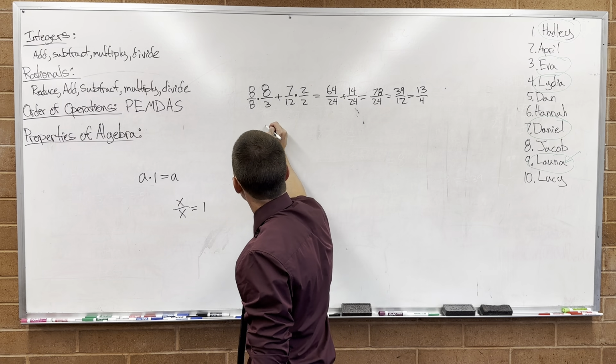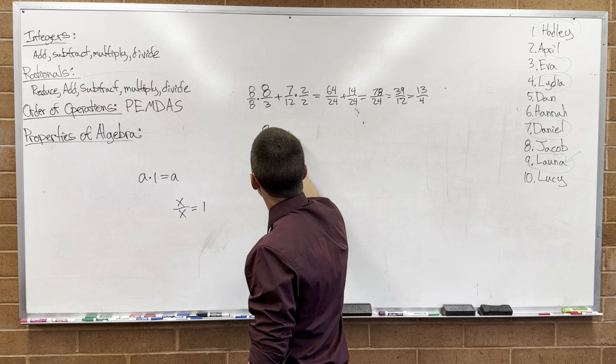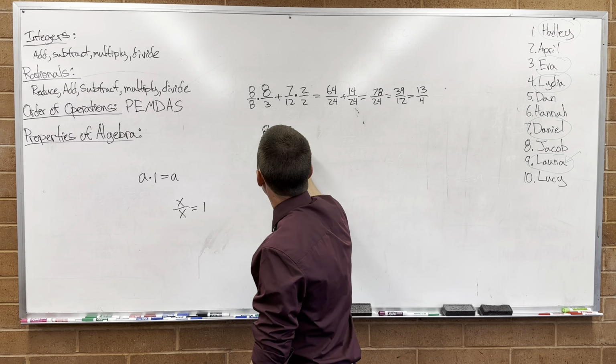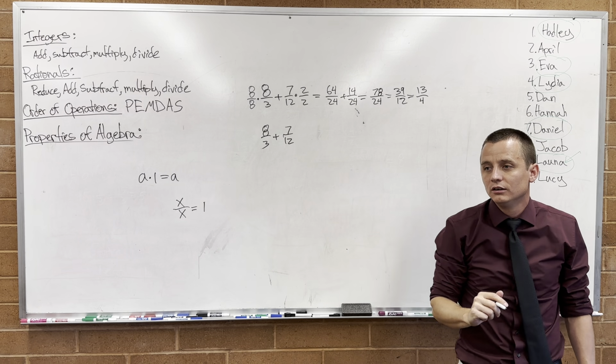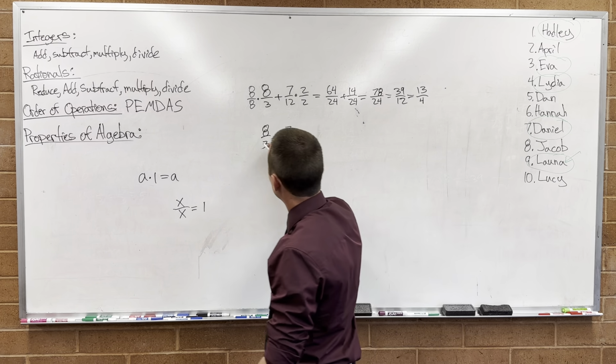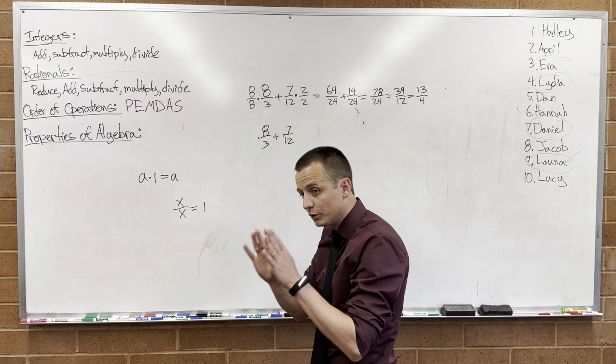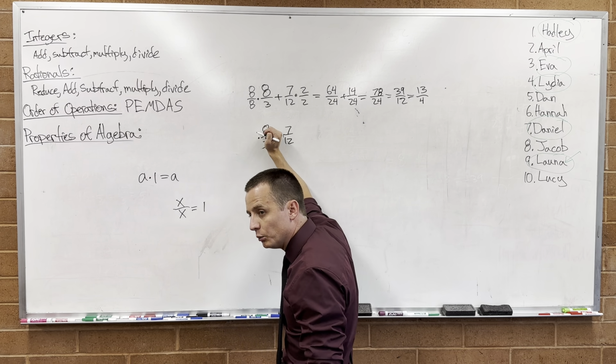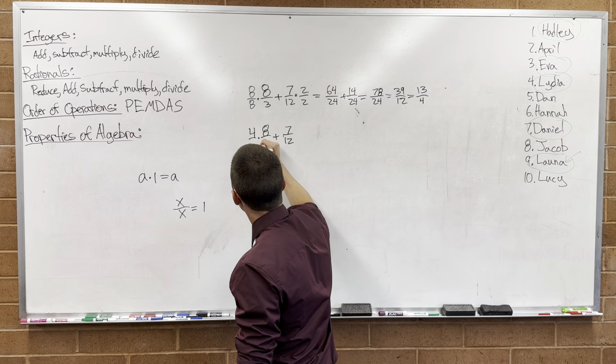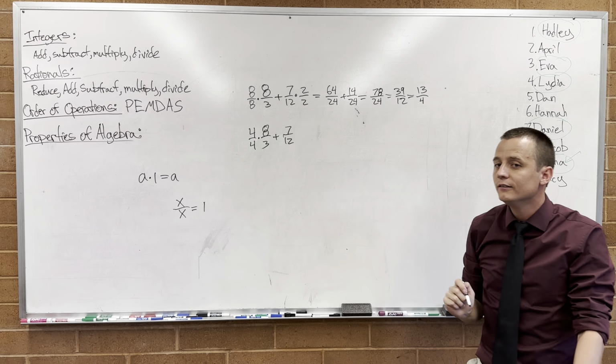So same problem again, this time using 12. Plus 7 over 12. All right, how can I get this to 12? Timesing it by? 4 over 4. We've got to multiply it by 1. We're going to spell 1 weird. That's how you spell 1. 4 over 4.